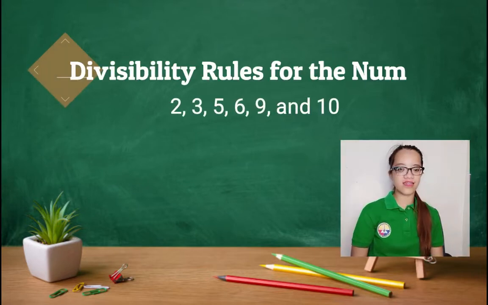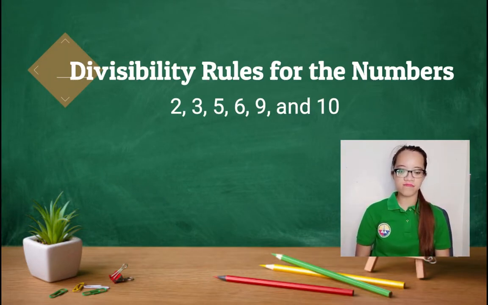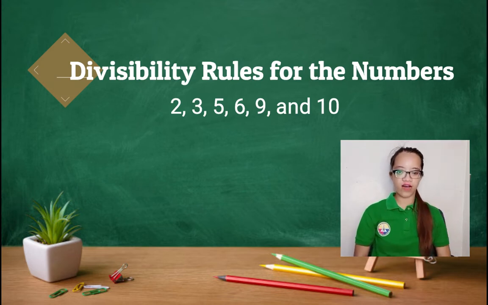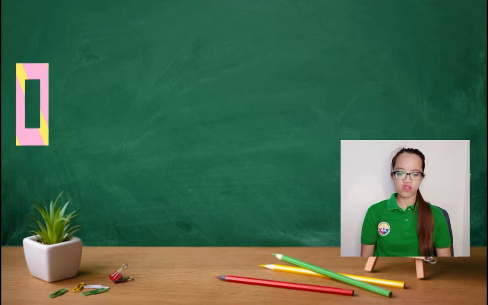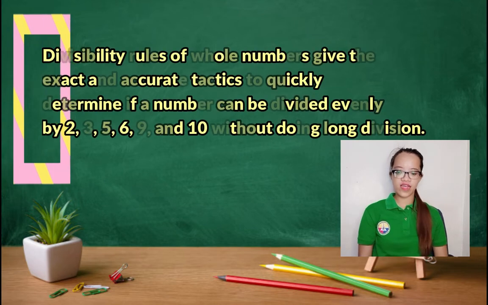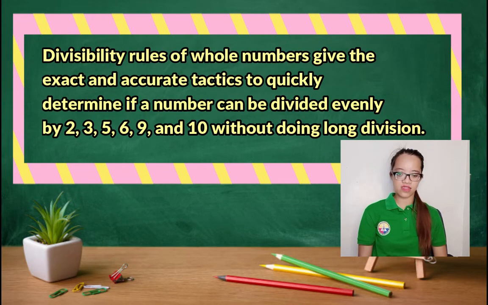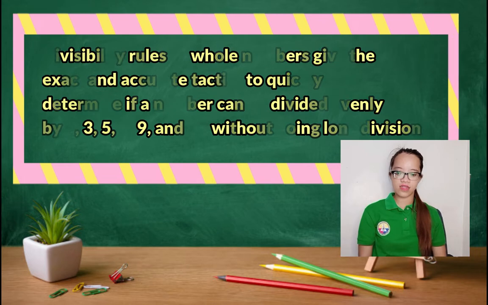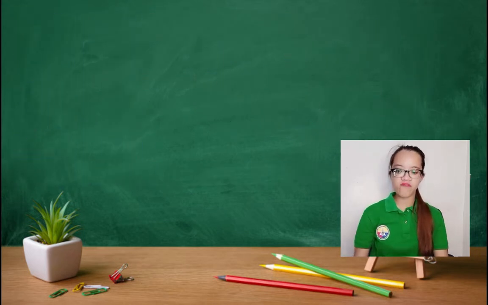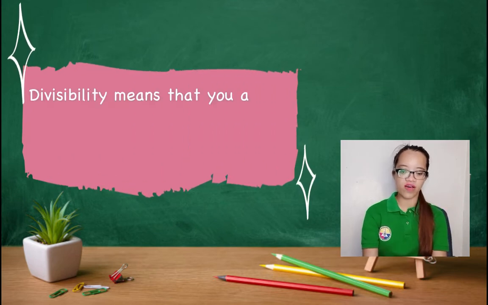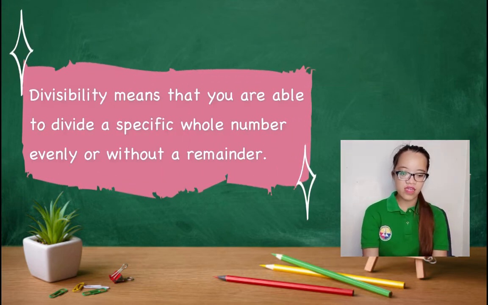Our lesson today is divisibility rules for the numbers 2, 3, 5, 6, 9, and 10. Divisibility rules of whole numbers give the exact and accurate tactics to quickly determine if a number can be divided evenly by 2, 3, 6, 9, and 10 without long division. Divisibility means that you are able to divide a specific whole number evenly or without a remainder.